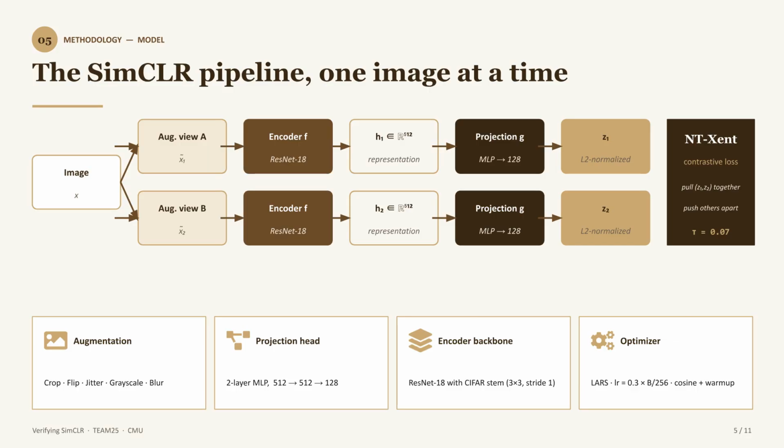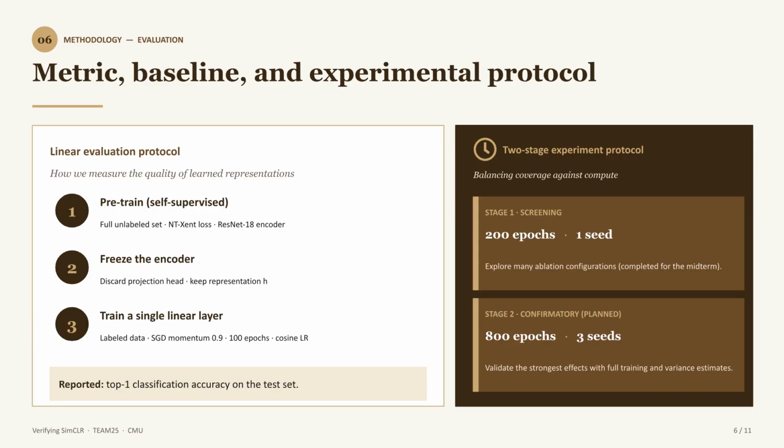To measure the quality of the learned representations, we use the standard linear evaluation protocol, which has 3 steps: pre-training the encoder with contrastive loss, then freezing it completely, then training a single linear classifier on top using labeled data. We report the top-1 accuracy on the test set. For us, we experimented with 200 epochs with 1 seed at the beginning, and now we are expanding to 800 epochs with 3 seeds to validate our theory.